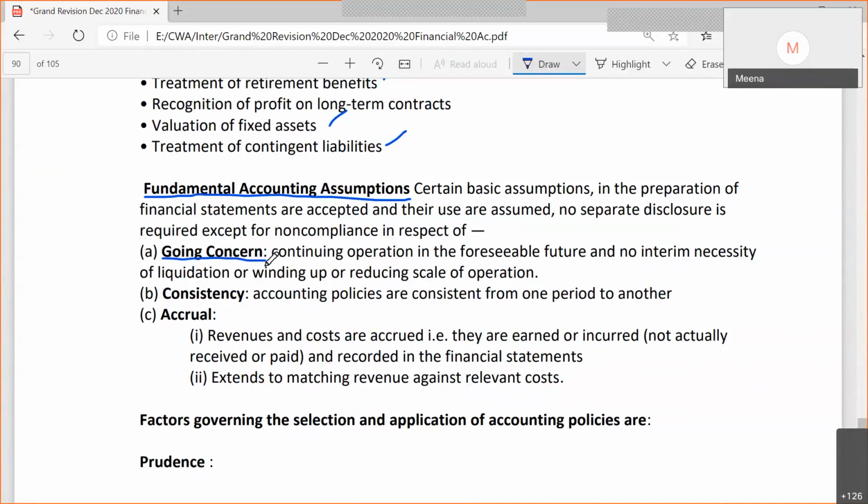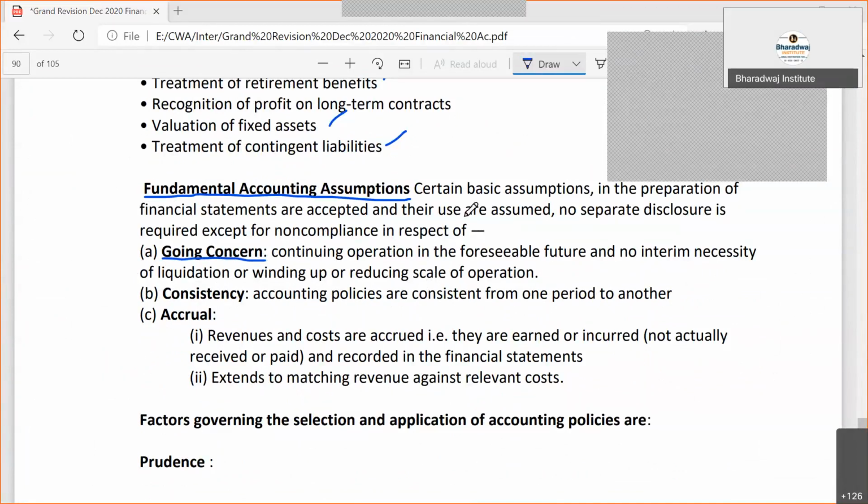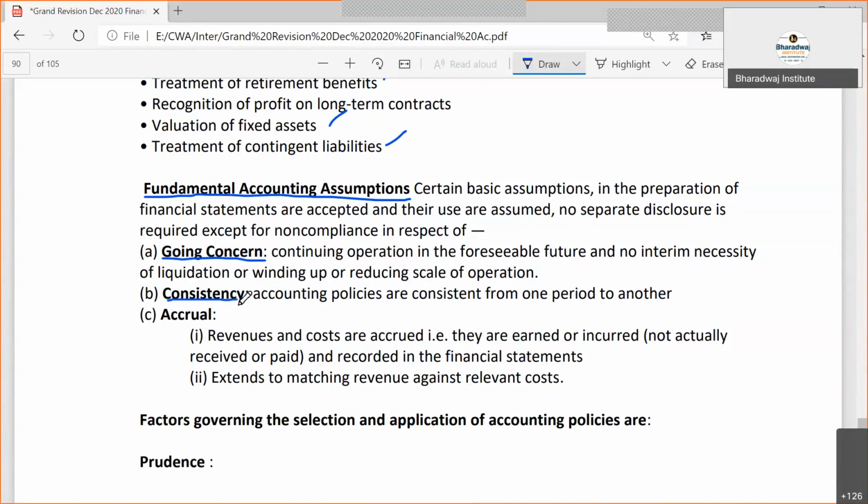Number one, going concern, which means assume that the business will continue for a longer period and develop the accounting policy. Only then you will not change. That's why consistency. Don't change the accounting policy frequently. Ensure that incomes are recognized on accrual basis and expenses are recognized on accrual basis, due basis accounting. So three fundamental accounting assumptions you have to make.